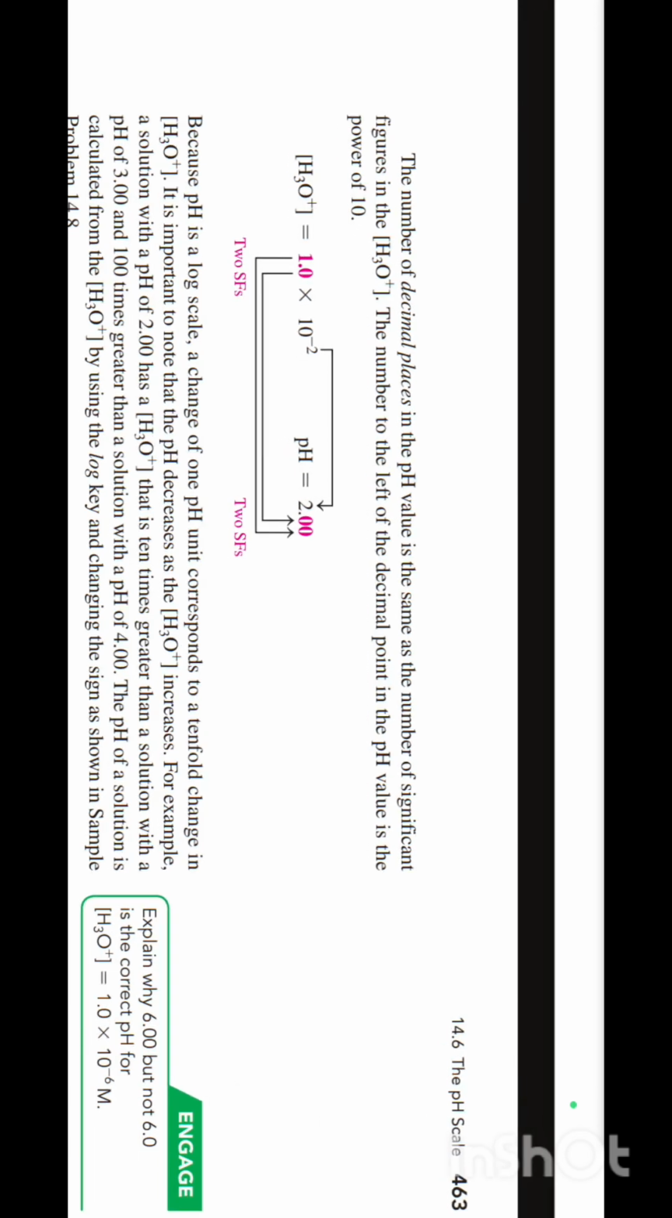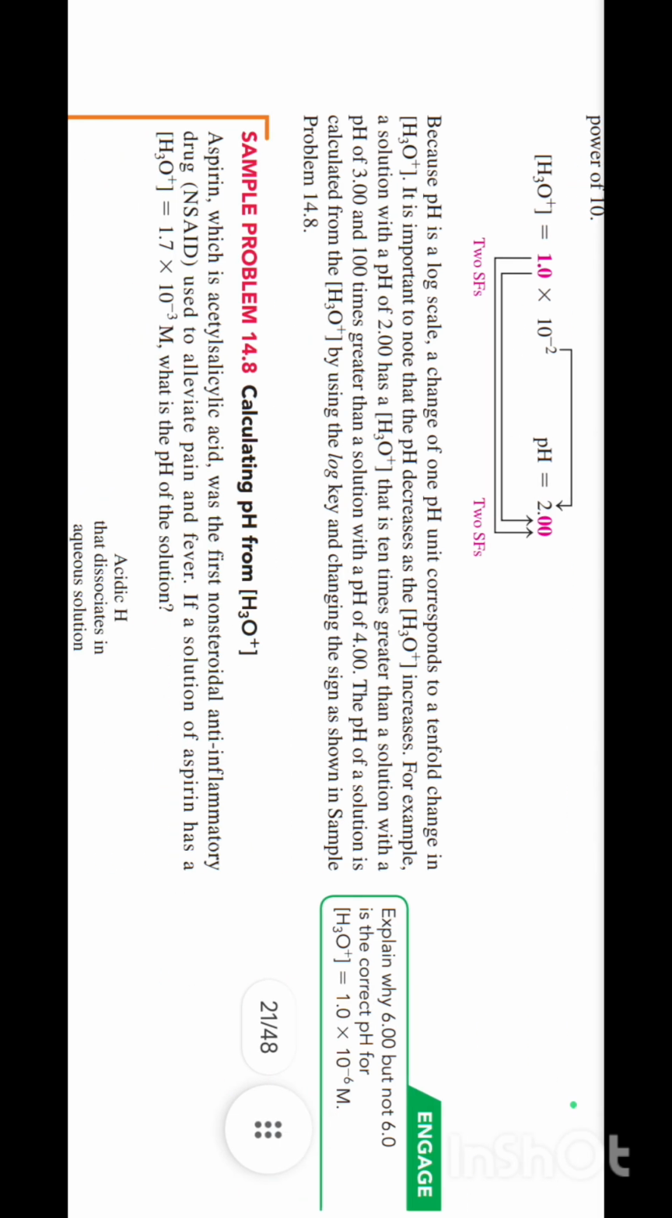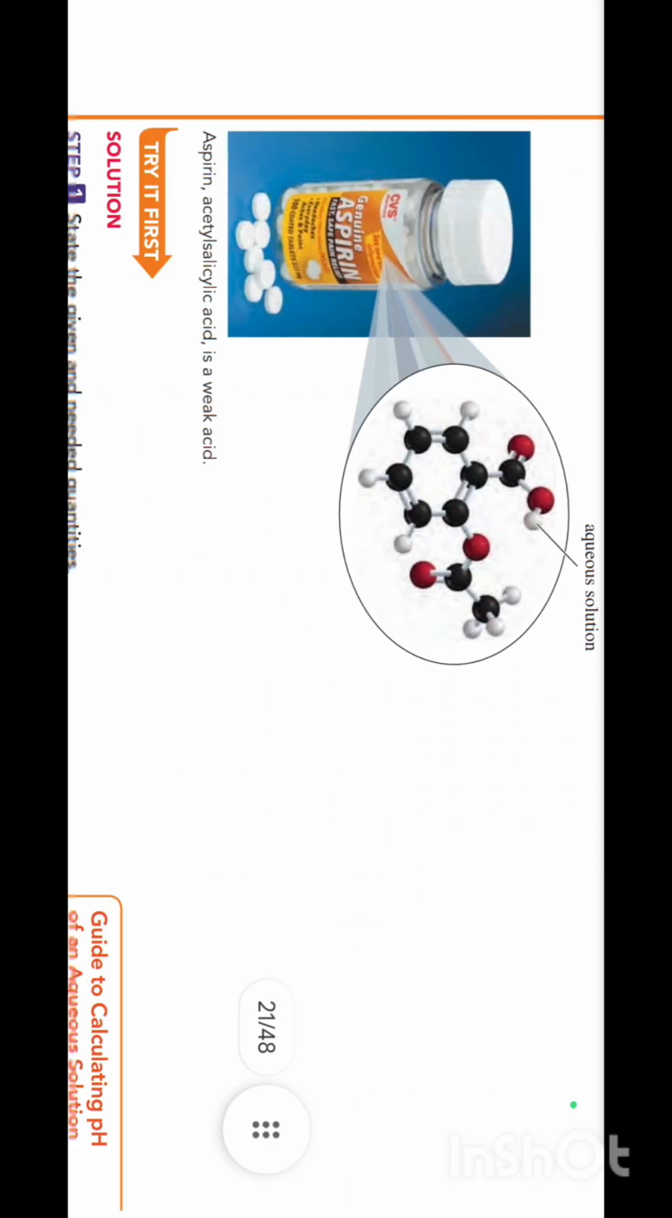The number of decimal places in the pH value is the same as the number of significant figures in the H3O+. The number to the left of the decimal point in the pH value is the power of 10. Because pH is a log scale, a change of 1 pH unit corresponds to a 10-fold change in H3O+. It is important to note that pH decreases as the H3O+ increases. For example, a solution with a pH of 2 has an H3O+ that is 10 times greater than a solution with a pH of 3 and 100 times greater than a solution with a pH of 4.0. The pH of a solution is calculated from the H3O+ by using the log key and changing the sign, as shown in sample problems.